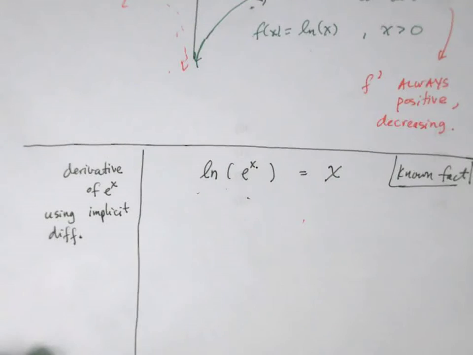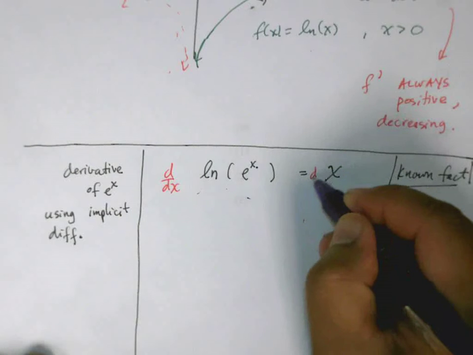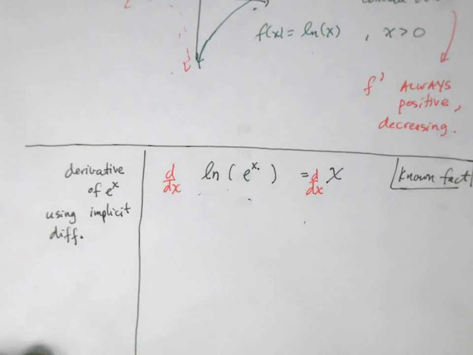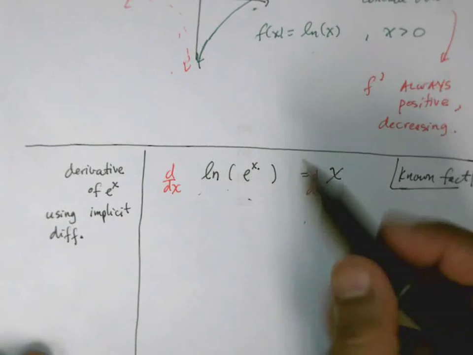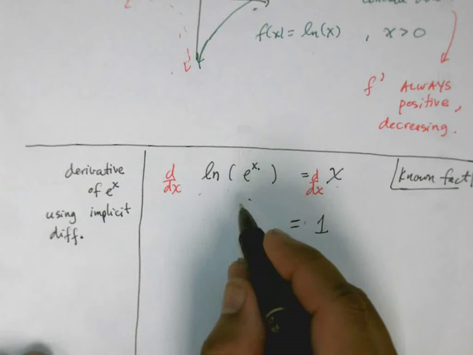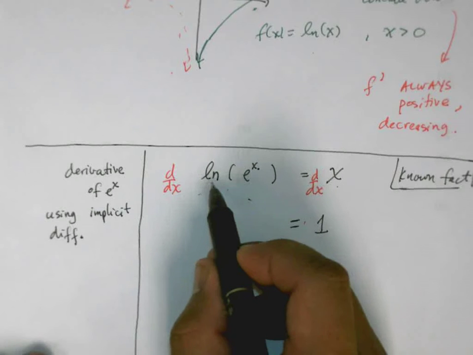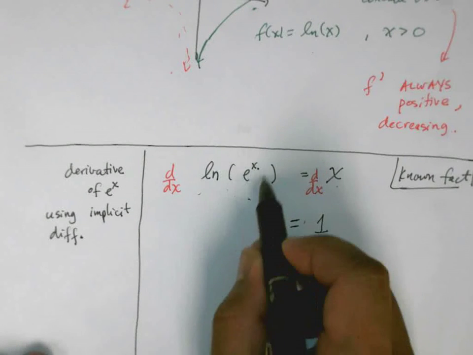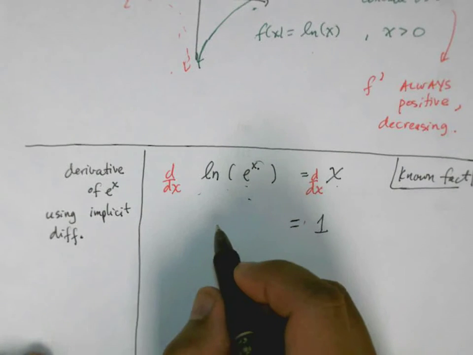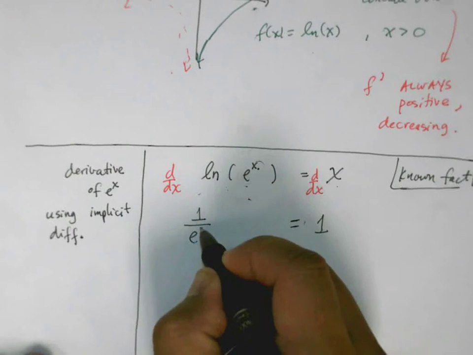So then let's take the derivative of both sides with respect to x. On the right-hand side, that's simple enough. The derivative of x is just 1. Over here, we have a chain rule situation. We have the derivative of natural log of this function. We already know that the derivative of natural log is 1 over x. So in this case, it's 1 over e to the x.